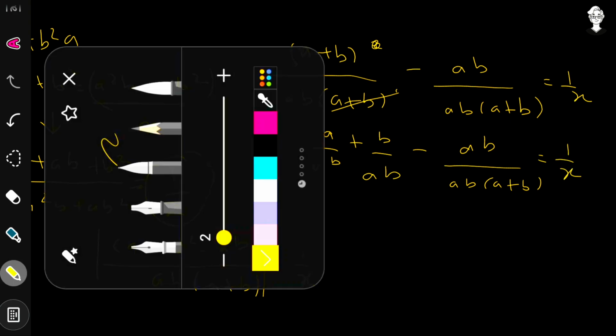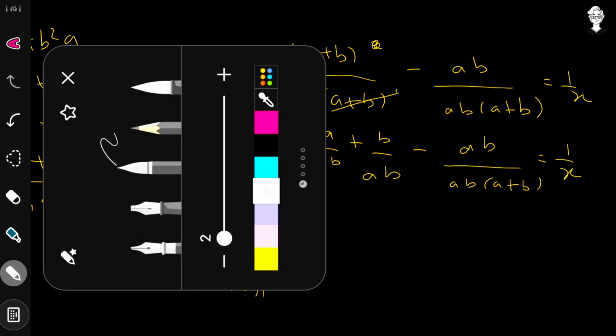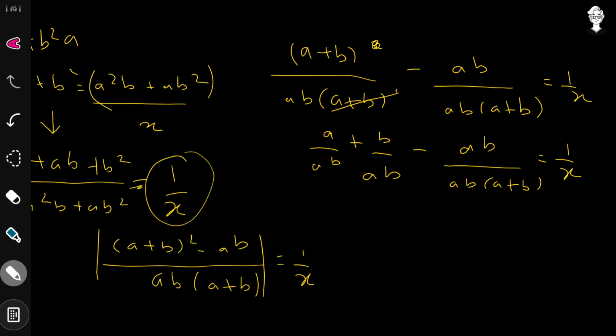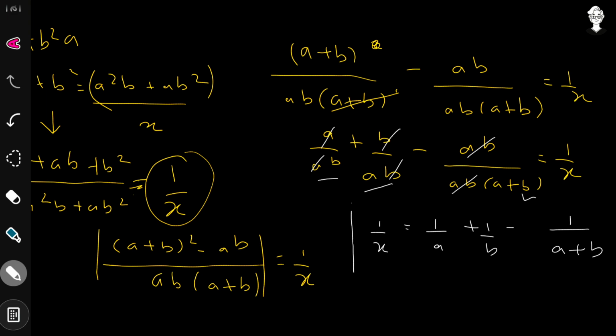So now we can see that a and a got cancelled out, b and b got cancelled out, ab and ab got cancelled out. So we finally have that 1 upon x is equal to 1 upon a plus 1 upon b minus 1 upon a plus b, that is over here. So here we have got the value of 1 upon x, that is 1 upon a plus 1 upon b minus 1 upon a plus b, and that's the answer that we were looking for.